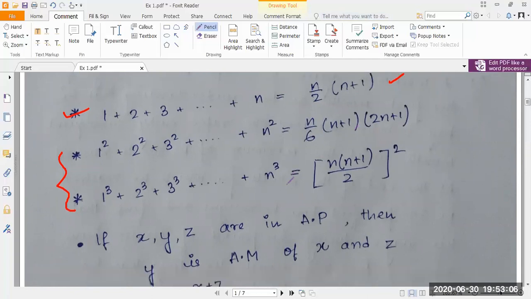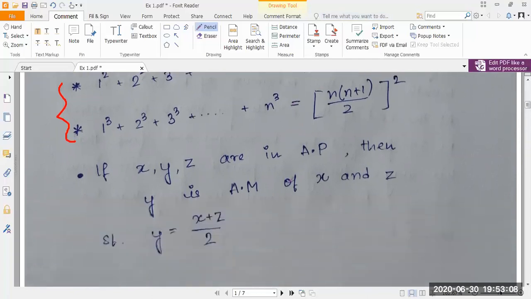Okay. Another thing that we need to remember is if x, y, and z are in AP, then by the terminology of arithmetic progression, y is called the arithmetic mean of x and z, such that y is equal to x plus z by 2.